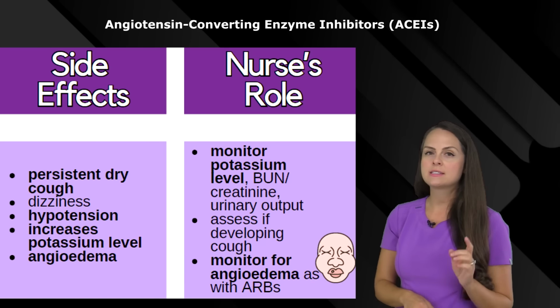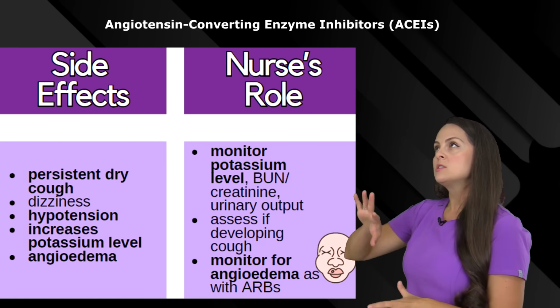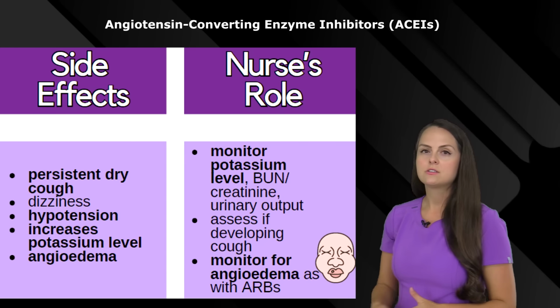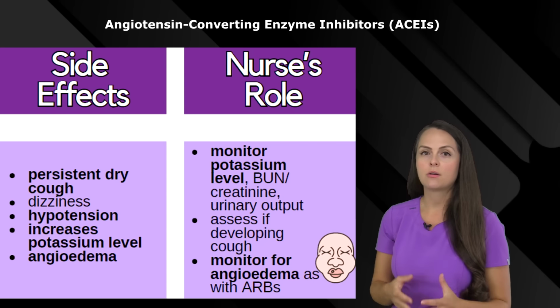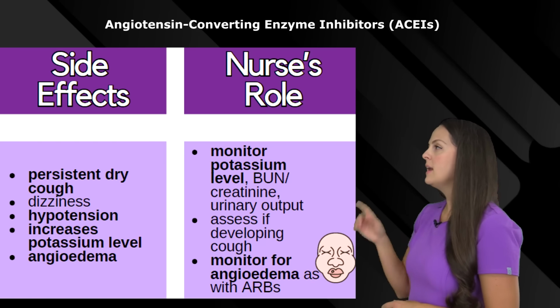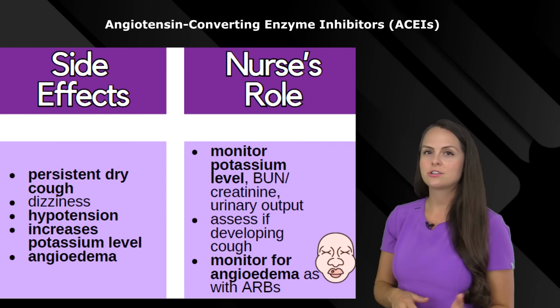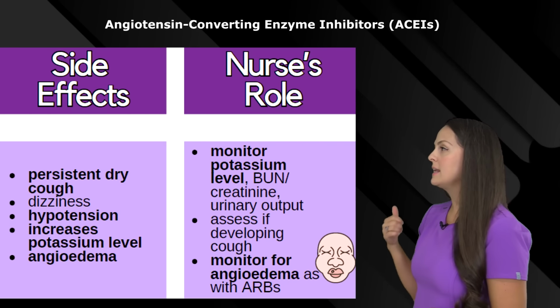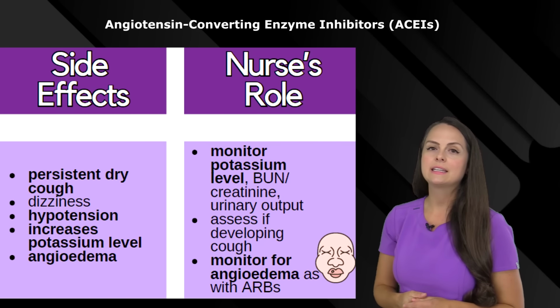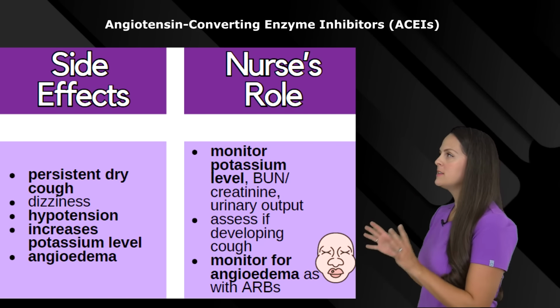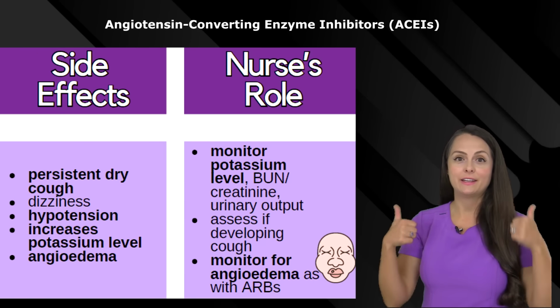Now, the reason for this, they think, is because since we are affecting this conversion of angiotensin 1 into angiotensin 2, we also affect a substance called bradykinin, which increases and leads to this cough. It can also cause dizziness because we're affecting blood pressure, hypotension. It can increase potassium levels and lead to angioedema. Therefore, the nurse's role includes monitoring the potassium level because it can increase.